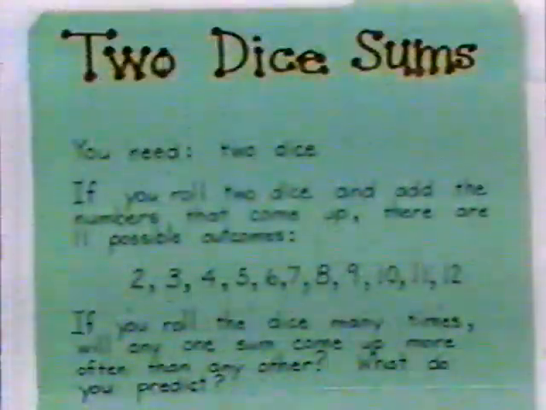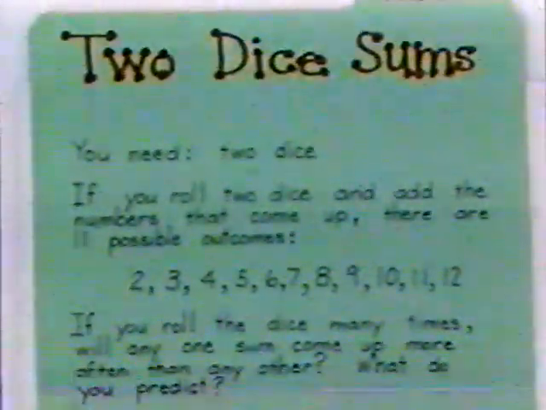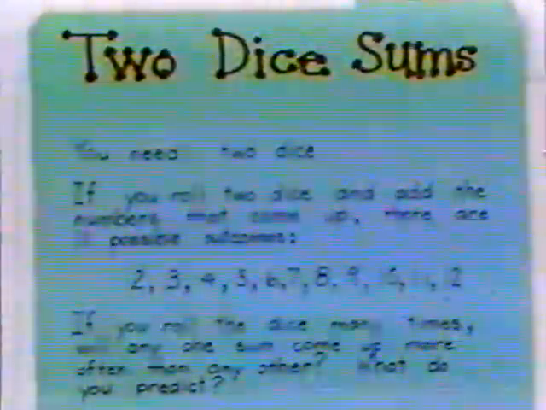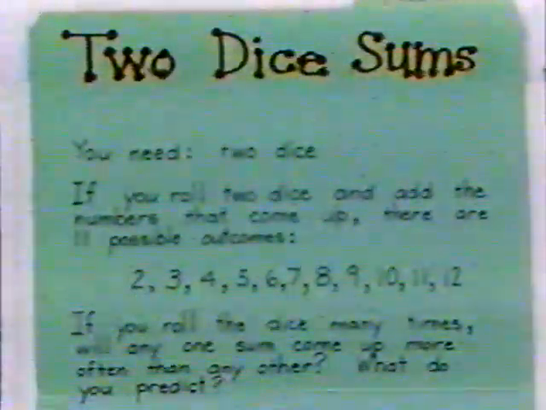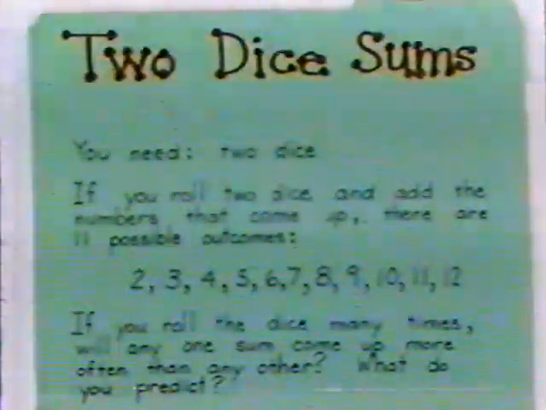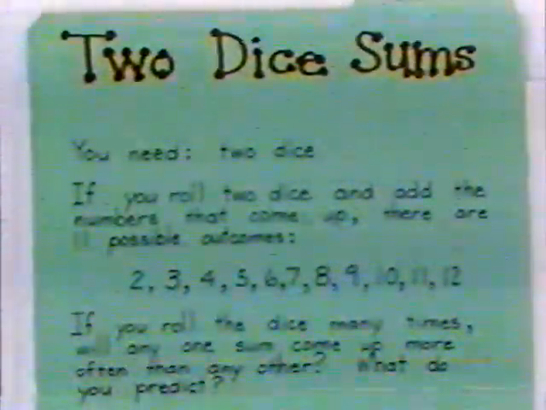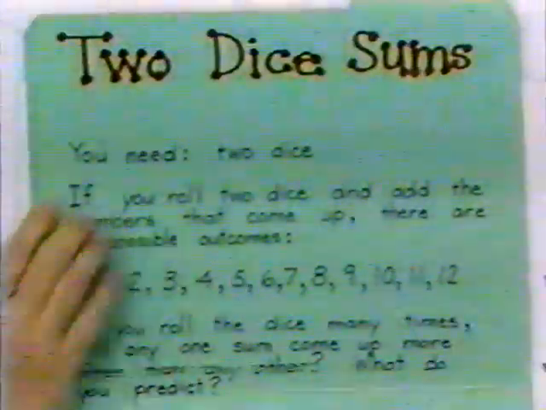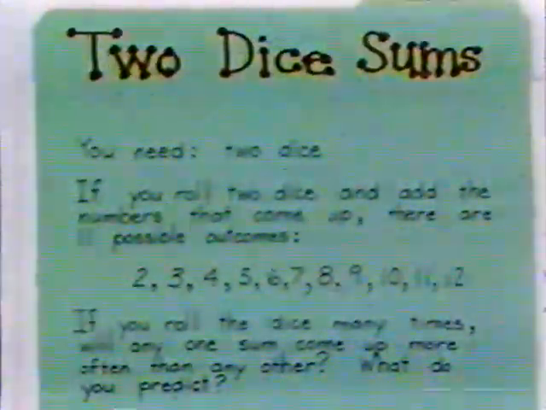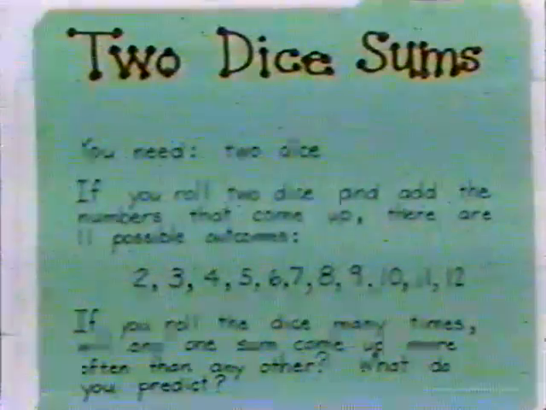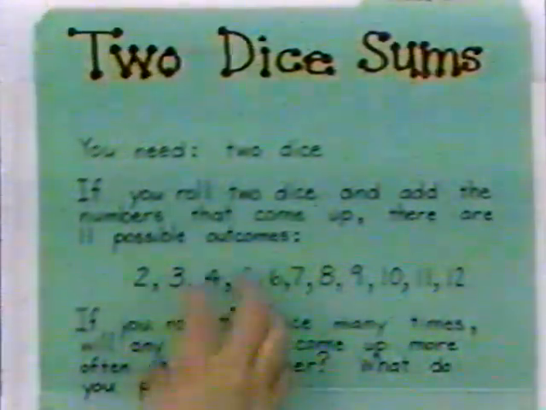All right, back to two dice sums. I don't even know where I'm at right now. I'm looking at the penguin. If we roll two dice and add the numbers that come up, there are 11 possible outcomes. The children can experiment with this. Let them play around with the dice and roll and see what the different possibilities are. Before you ever introduce this, if you do it as a group activity, you may want to say there are 11 possibilities and what are they, and then let them roll and call out numbers.